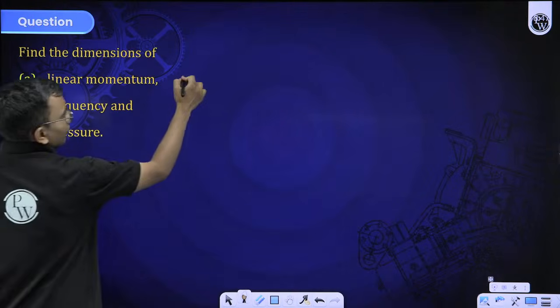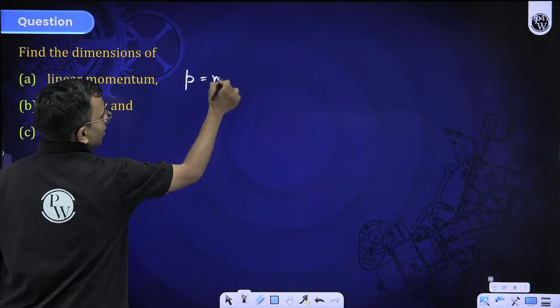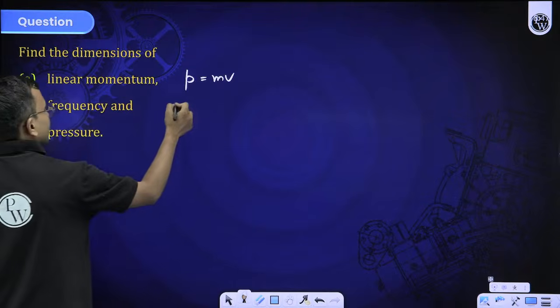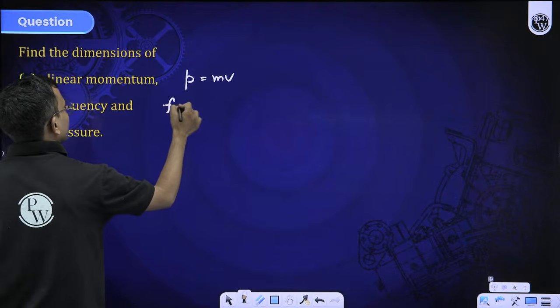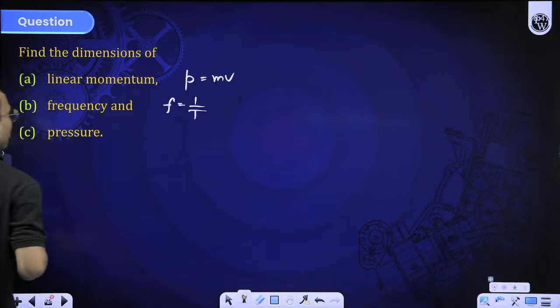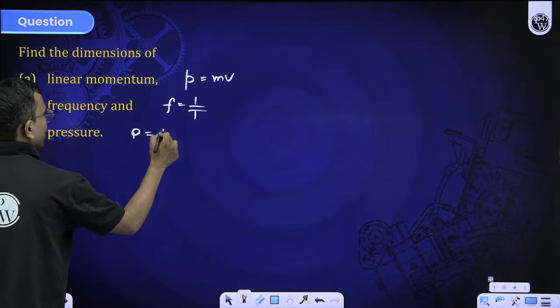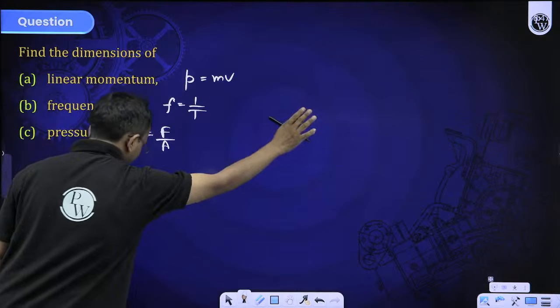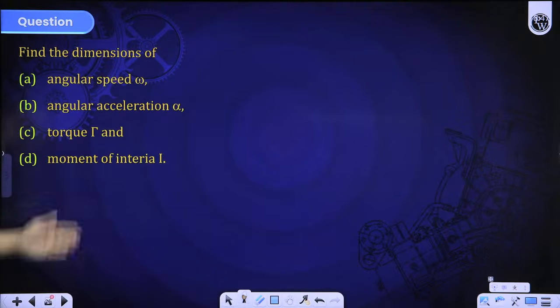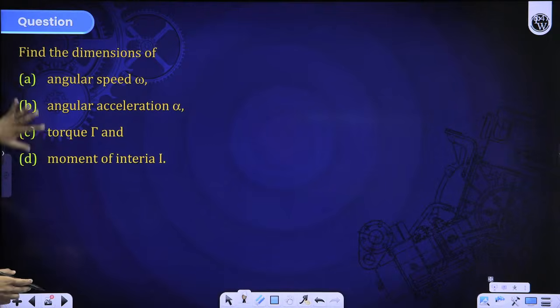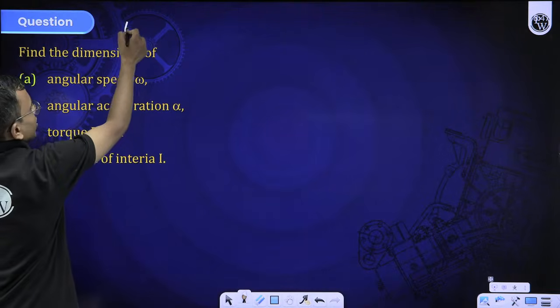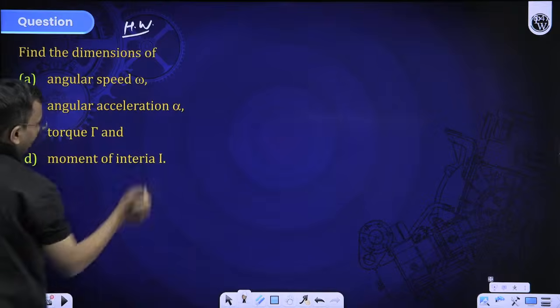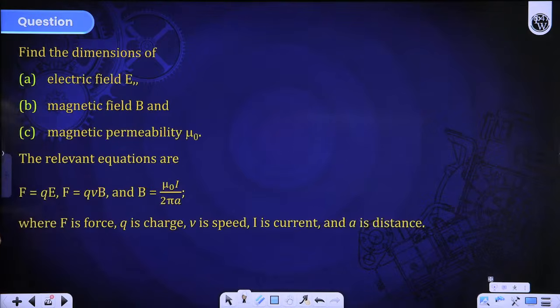Linear momentum, we know the formula, mass into velocity. We did this. Frequency is just 1 upon time. Pressure is force by area. We just did that. Okay, so use these relations and then write the dimensional formulas. We just did them, so you can do these also from your side. This also I'm leaving for you as part of your homework.